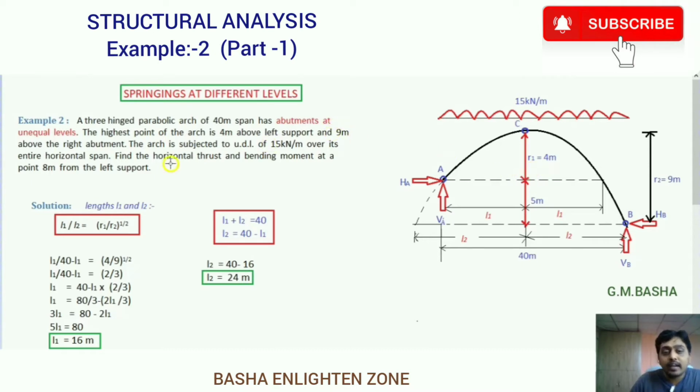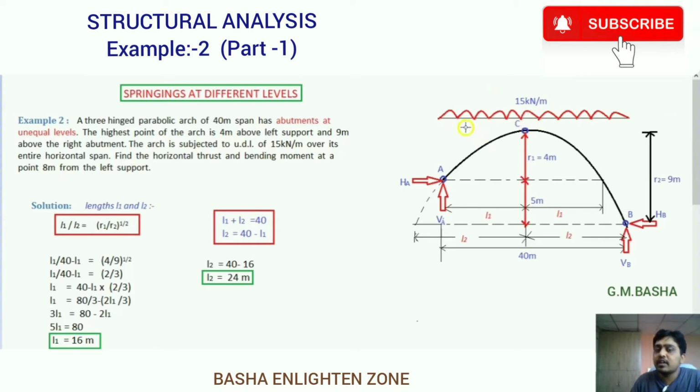And 9 meters above the right support. So this is the right support, and from here it will be 9 meters. The remaining thing, R2 minus R1, you will get 5 meters, which is the level difference below A to B. The arch is subjected to a UDL of 15 kilonewton per meter over its entire horizontal span, meaning there will be a uniformly distributed load of 15 kilonewton per meter over the entire horizontal span.